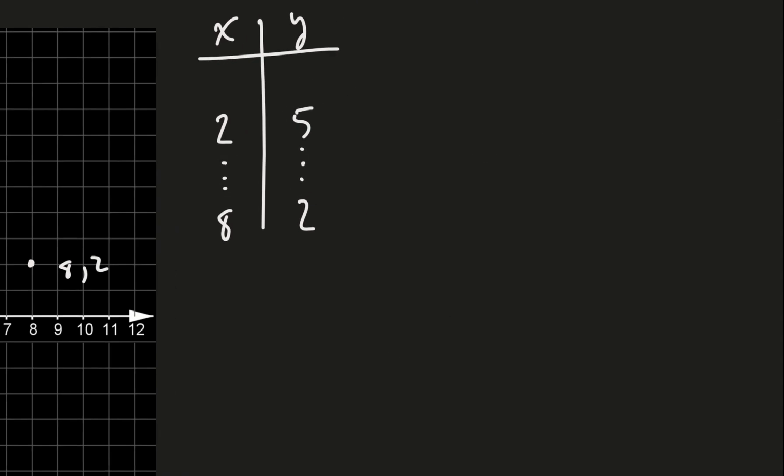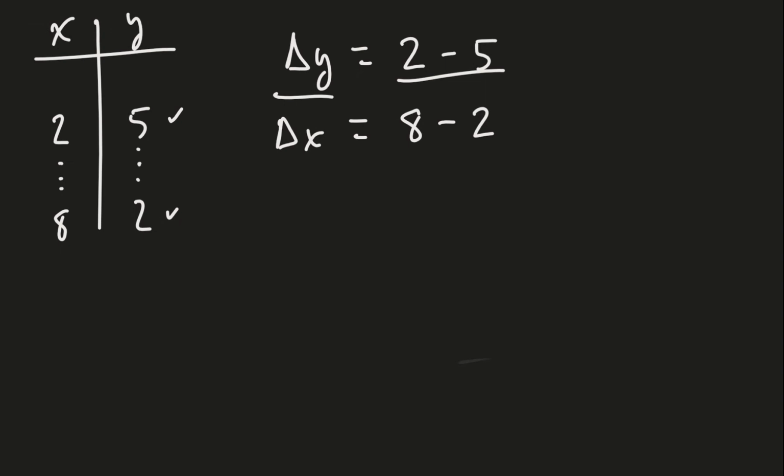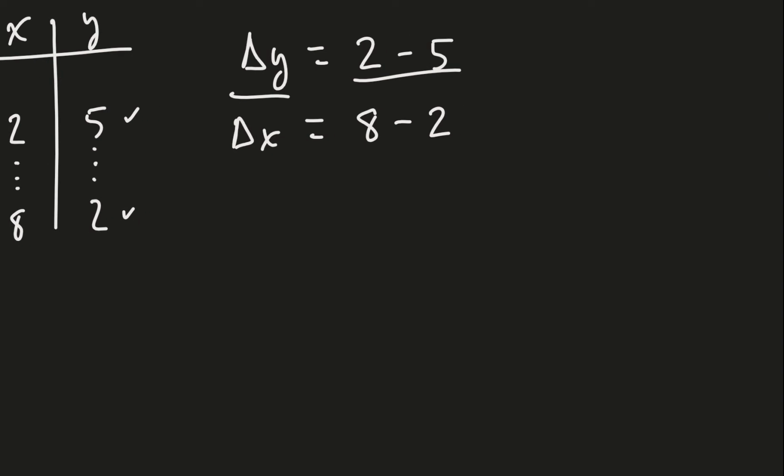Because this is in the table right here, it organizes this work nicely. I could look at my delta y, the change in y, as 2 minus 5. You can see down here I'm at 2, and I go back to 5. And for my change in x, I'm at 8 at the bottom there, and I'm going to go back up to positive 2. So my slope ends up being 2 minus 5, which is negative 3, over 8 minus 2, which is 6, and that reduces to negative 1/2.